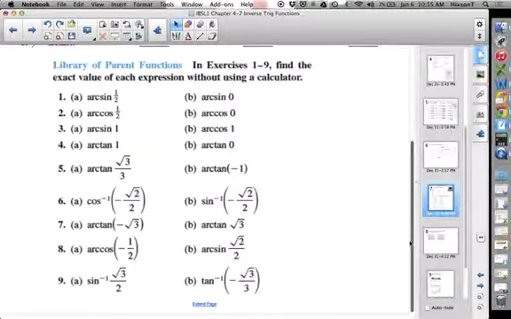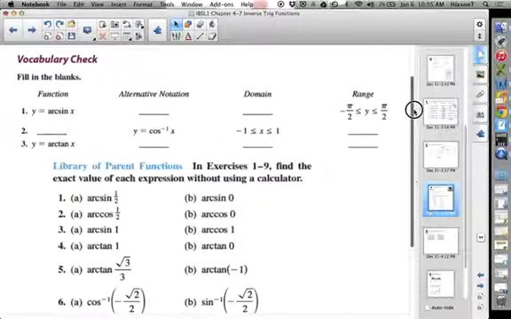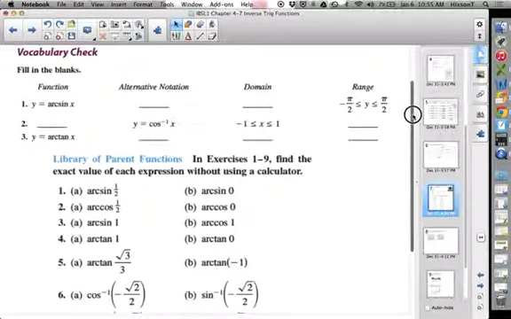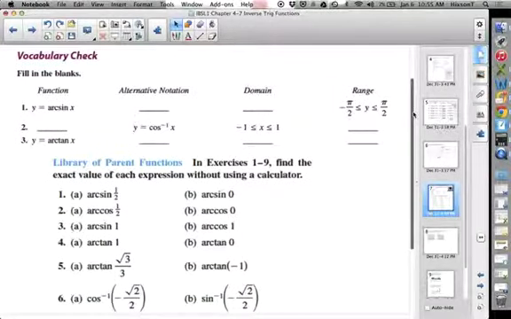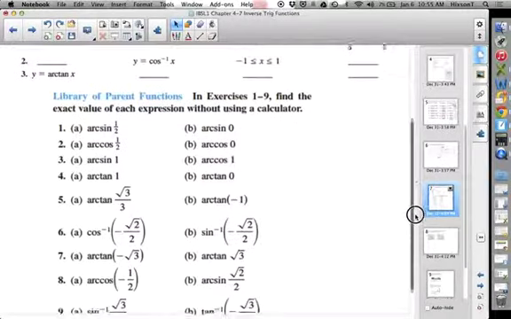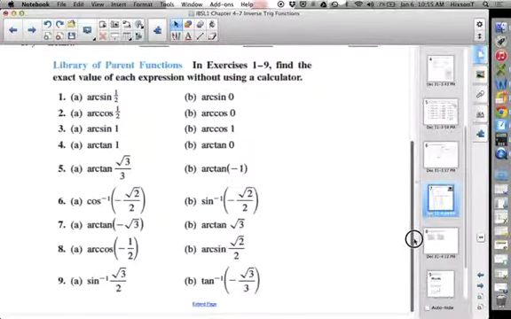Is it matching? No, it's not matching. There's two parts to each one. So, there's some vocabulary, which is getting used to the different notation, getting used to the domain and range of your functions, and then these as well.